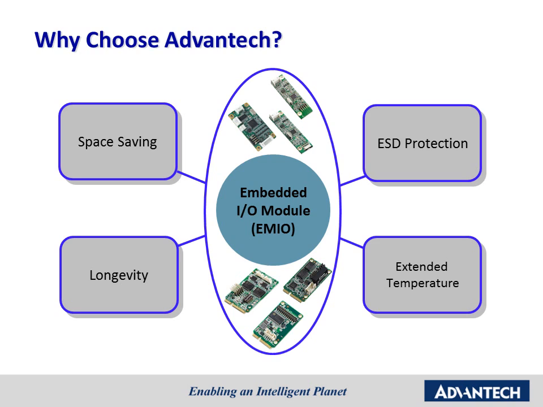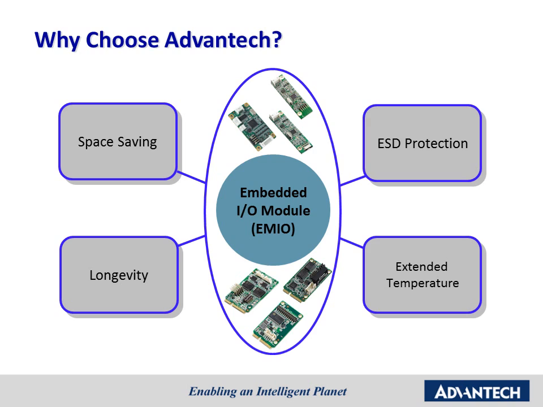To summarize, here are 4 key advantages of choosing Advantech for your embedded I/O needs. First, space savings. Our modules are space saving and compact compared to traditional add-on cards. Customers select embedded boards because of its compact size and expansion interface. We sell mini PCIe to embedded boards because it's very compact and will not change the overall form factor.